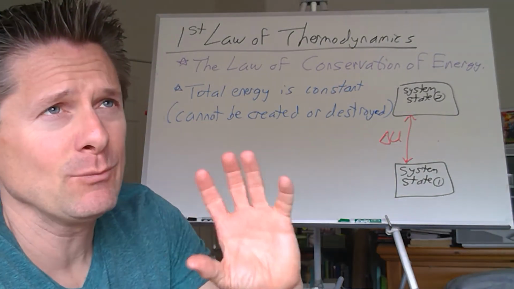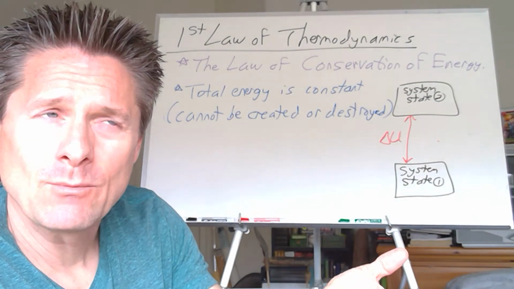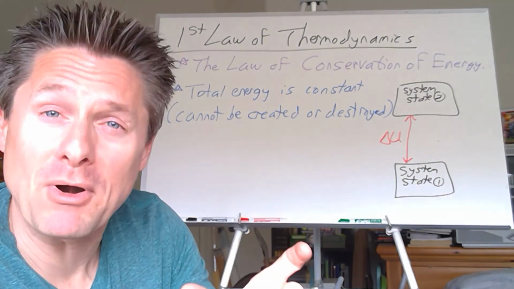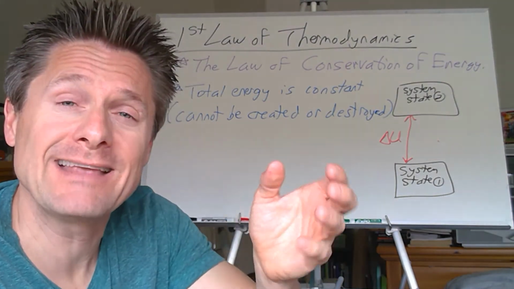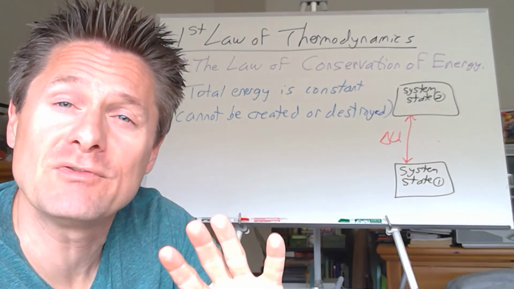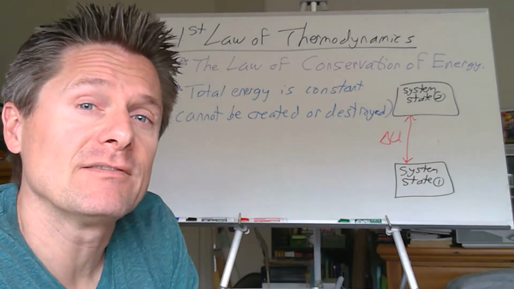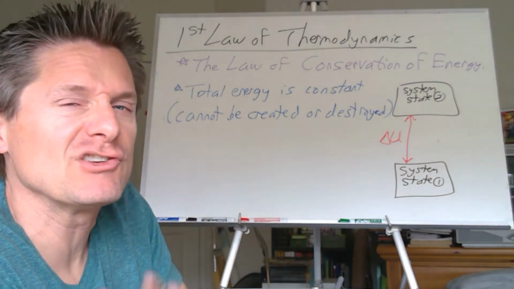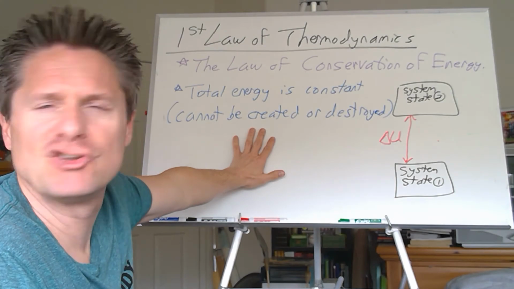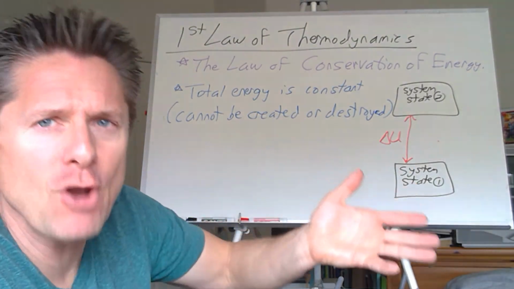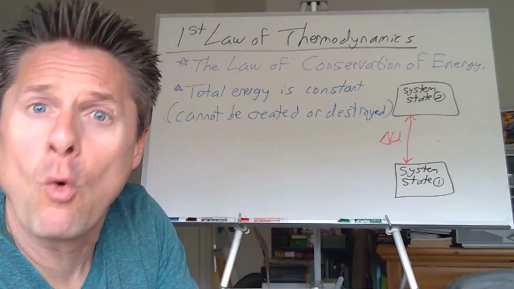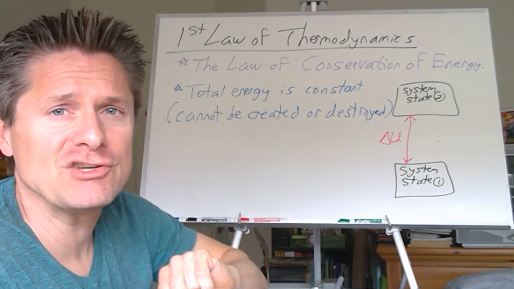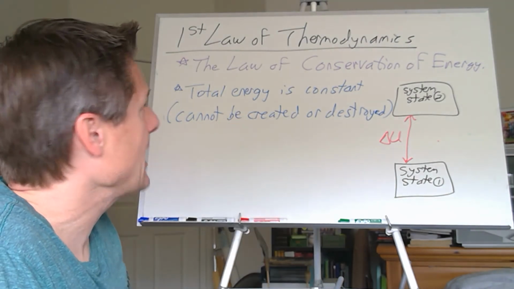So the system would be losing X amount, which means the surroundings would be gaining X amount. It's the same number, correct? But one is positive. In this case, it'd be negative X for the system because it's losing it, positive X for the surroundings because it's heading that direction. So the surroundings go, oh, I'm gaining energy. The system, I'm losing energy. Same value, though. You can't destroy energy or create energy out of nowhere. It can just be transformed from one form of energy to another. So the total energy is constant, and energy cannot be created or destroyed.